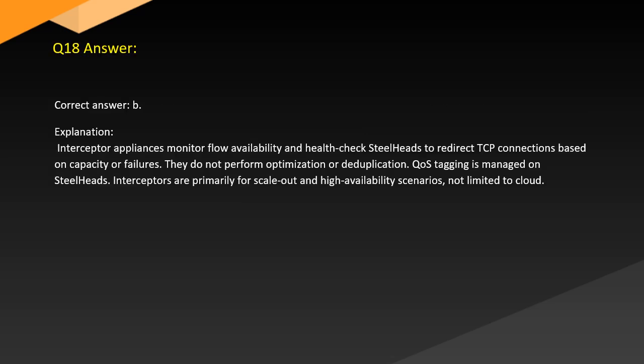Answer. Correct answer: B. Explanation. Interceptor appliances monitor flow availability and health check Steelheads to redirect TCP connections based on capacity or failures. They do not perform optimization or deduplication. QoS tagging is managed on Steelheads. Interceptors are primarily for scale-out and high availability scenarios, not limited to cloud.